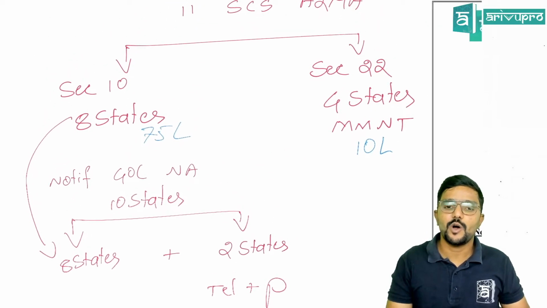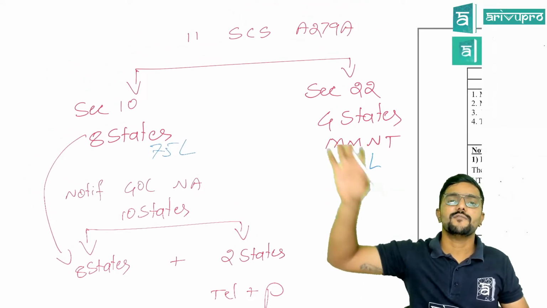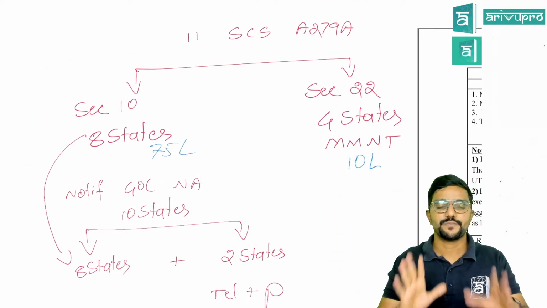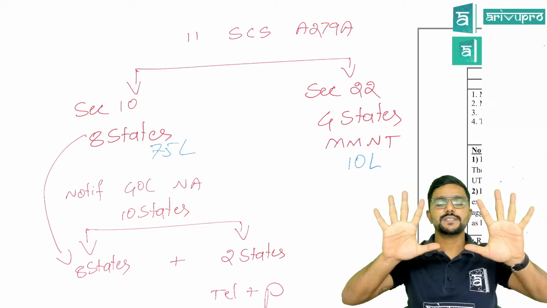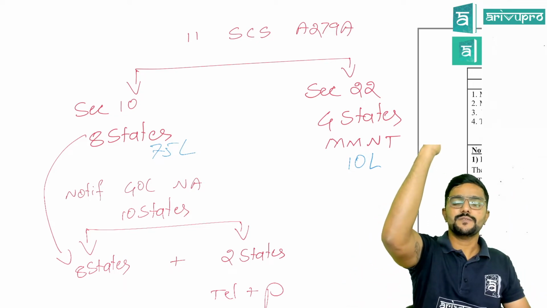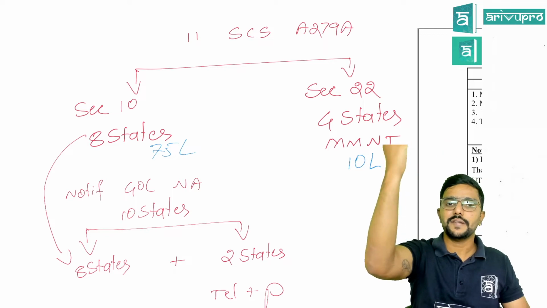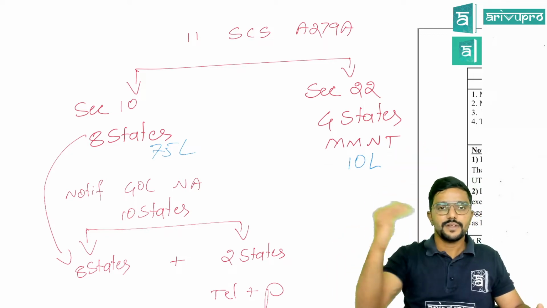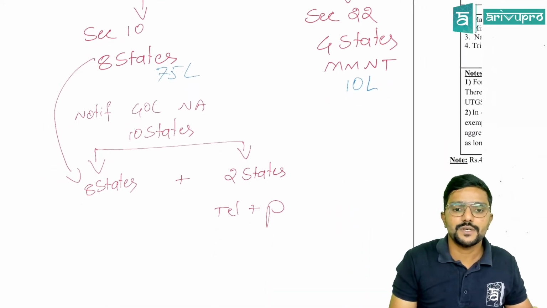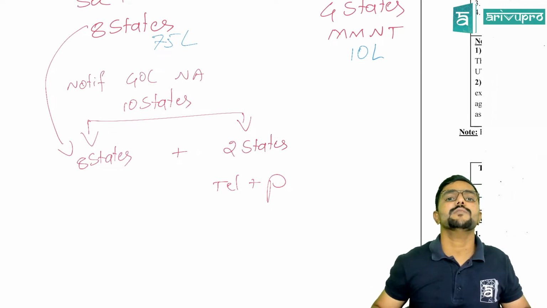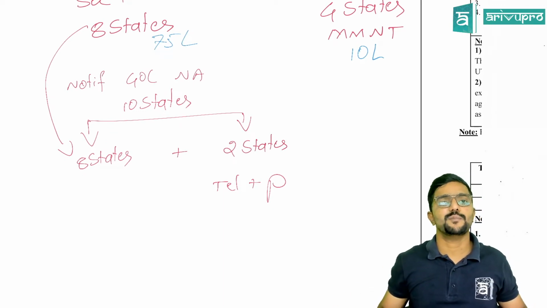For you, how many states are excluded from the 40 lakh limit? 10 states. So out of those 10 states, the 8 states for which the composition limit is 75 lakh, take as it is. Plus 2 states, that is Telangana and Puducherry. Additional 2 states they have put here.